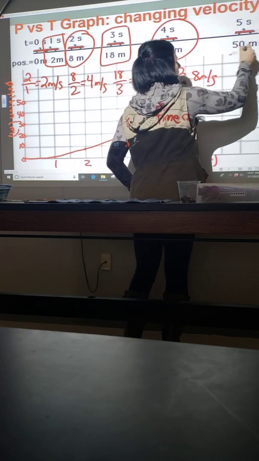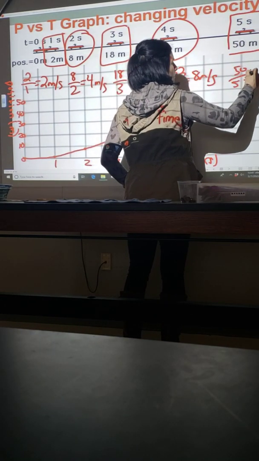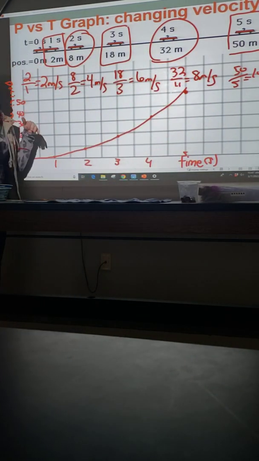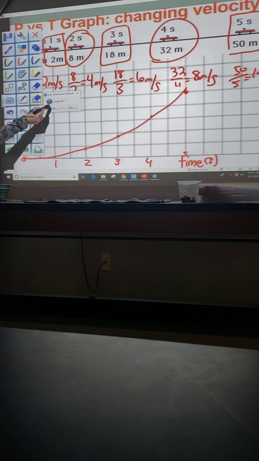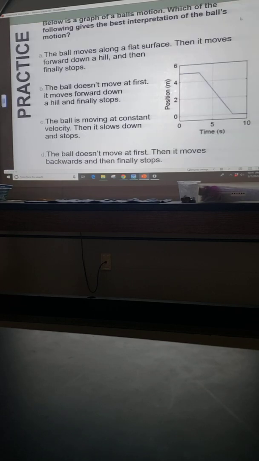And again, I'm just doing this to prove it to you. It's not like you would need to do this on a graph. But you can see it's increasing by 2 meters per second as it continues its motion, speeding up. Okay, so those are basically the 2 types of graphs you'll see, constant or changing. So now we're just going to take a look and do some practice here.